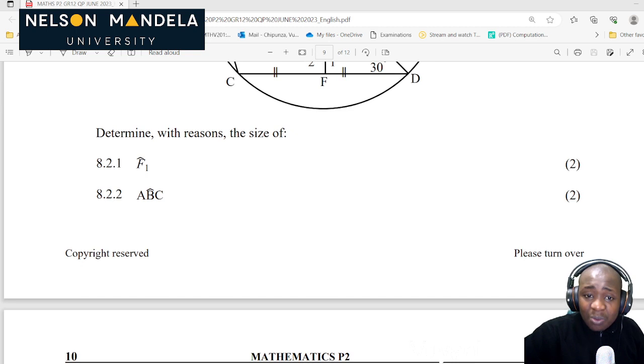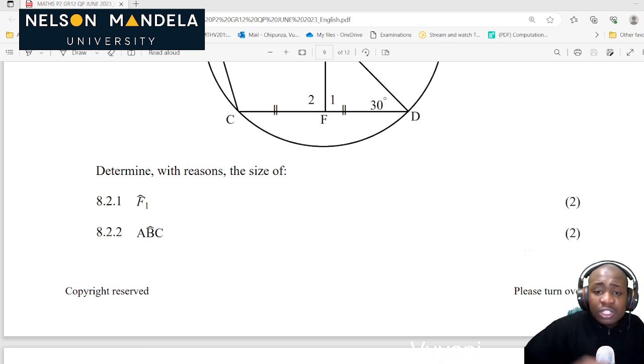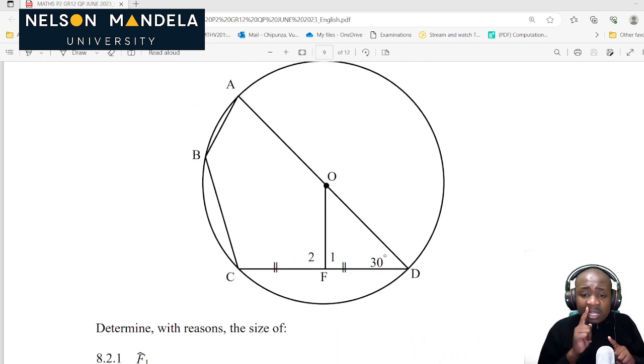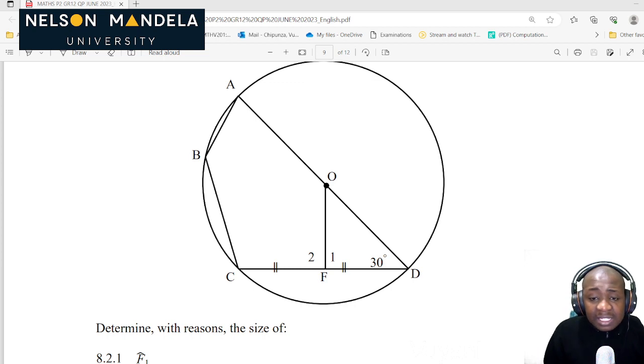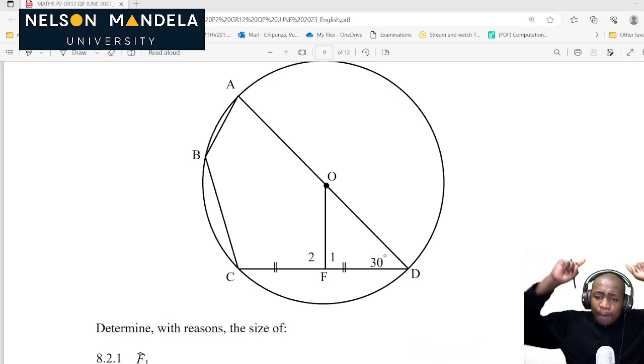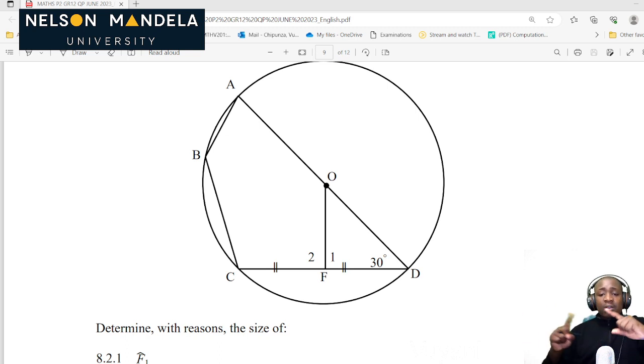Okay, let's do it. We are in a good mood today. So 8.2.1, now we can determine our angle F1. F1 will be equal to 1. Now let's look at our diagram clearly. We can see that CF is equal to FD. They've given us that in the diagram. We also have OA and OD. They told us O is the center of the circle, which means AO is also equal to OD, radii. The moment a line is drawn from the center to the circumference of the circle, that's already a radius.